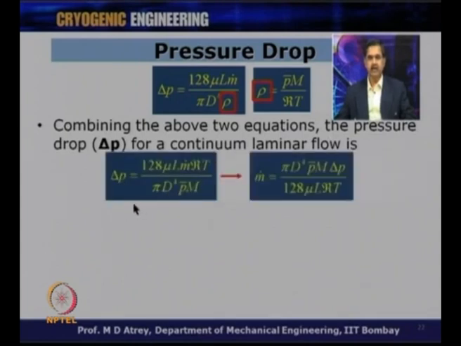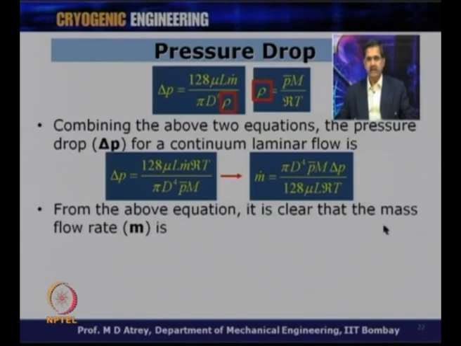And from here I get a relationship for m dot, so m dot and delta P are related. So, m dot is equal to pi into d to the power 4 P m into delta P divided by 128 mu L R T. Basically delta P and m dot are directly proportional, and you have a relationship between delta P and L and D. Therefore, you have a relationship between m dot and D, P and delta P.